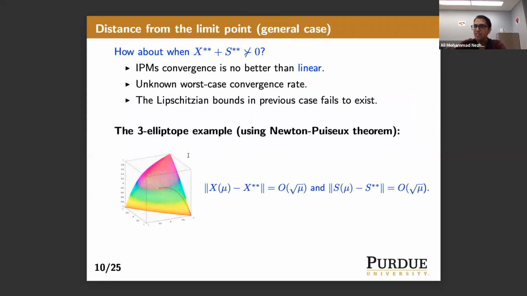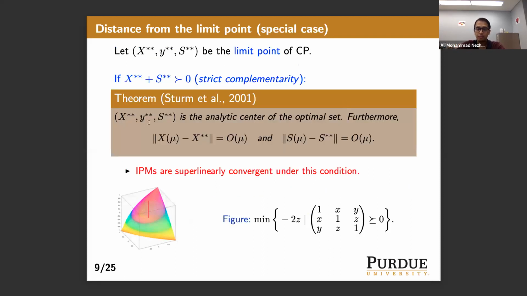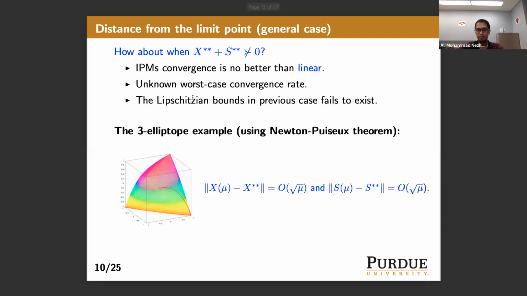So how about when strict complementarity fails? First of all, we don't know anything about the limit point because the central path doesn't necessarily converge to the analytic center. That's the first bad consequence. As a result, interior point methods are not going to be better than linear, so they are not superlinearly convergent. And the Lipschitzian bound in the previous case, in this theorem by Bonnans and Shapiro, is not going to be Lipschitz. Coming back to the example at the very beginning, if we now use the Newton-Puiseux theorem and expand the previous equation, we can verify that the distance of the central path from the limit point is bounded by the square root of mu rather than mu. So instead of the Lipschitzian bound, we have a Hölderian bound here.